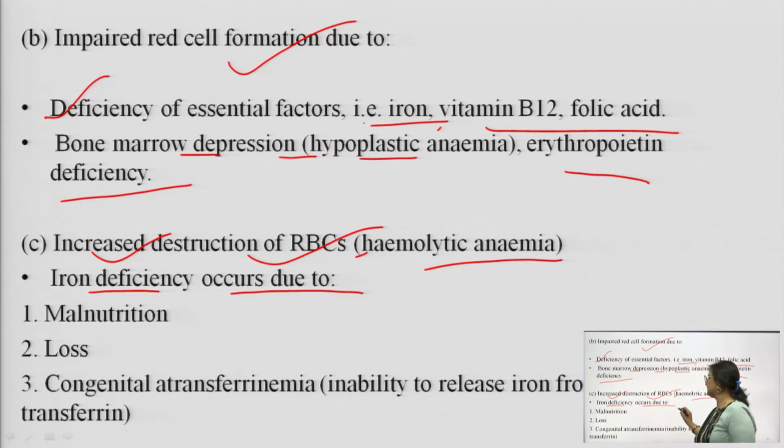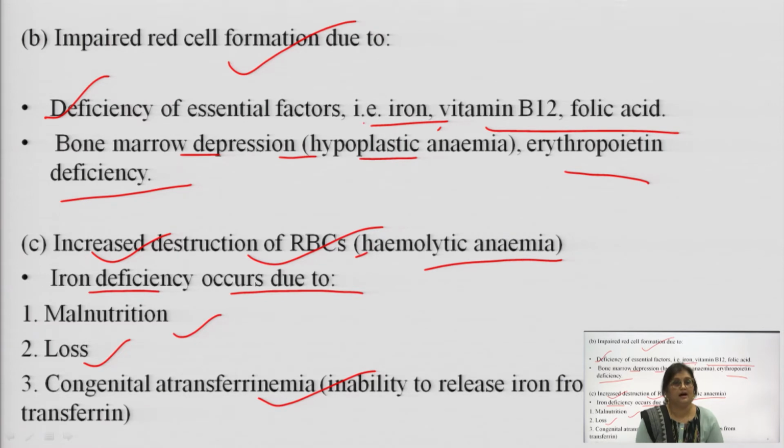Iron deficiency occurs due to the following reasons. They are malnutrition, loss of iron, and a congenital condition called congenital atransferrinemia.